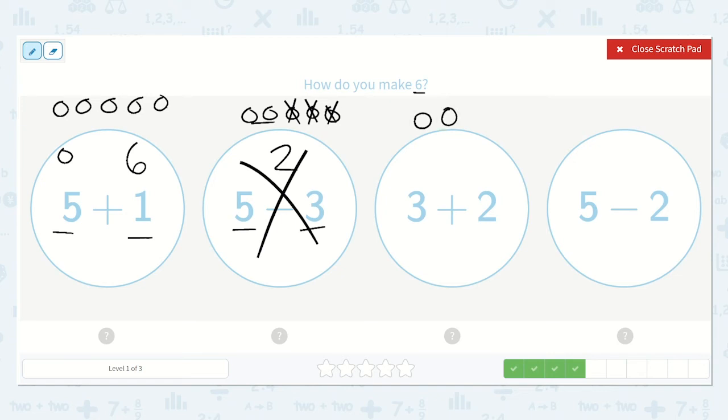What about 3 plus 2? 1, 2, 3, plus 1, 2. That is 1, 2, 3, 4, 5. Nope, too small. What about 5 minus 2? Same thing as over here, 5 minus 3. If we're starting with a number that's smaller than 6 already, and then we're taking more away from that, it's still going to be a lot smaller than 6. So this is not the right option. So how did we make 6? 5 plus 1.